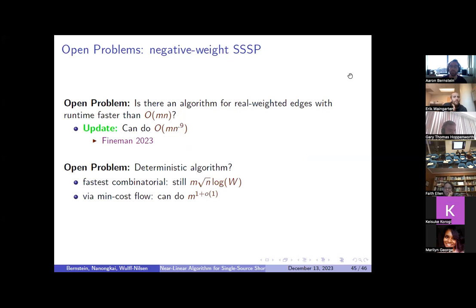The second problem is to do this deterministically. So the min cost flow algorithm actually also, as of very recently, can be made deterministic. But if we want near linear time, nothing is known that is deterministic for this problem. So that remains open.